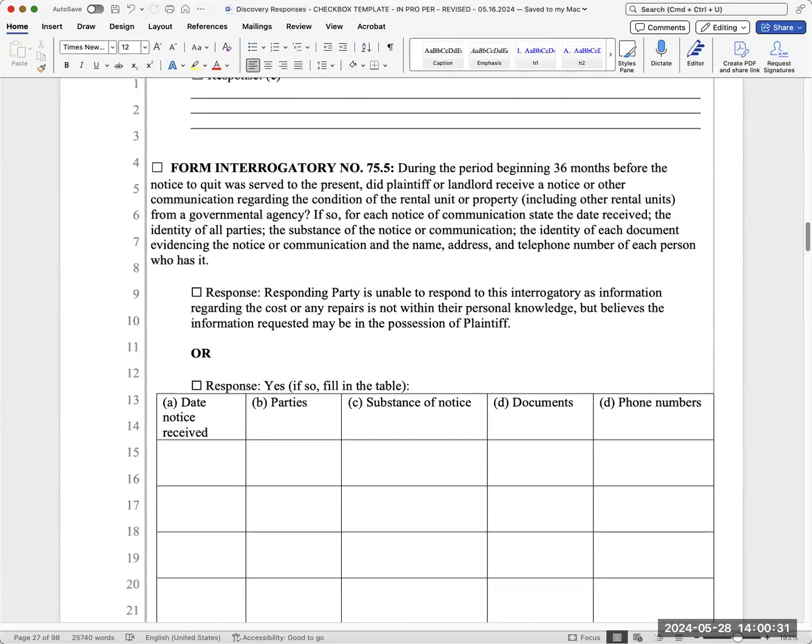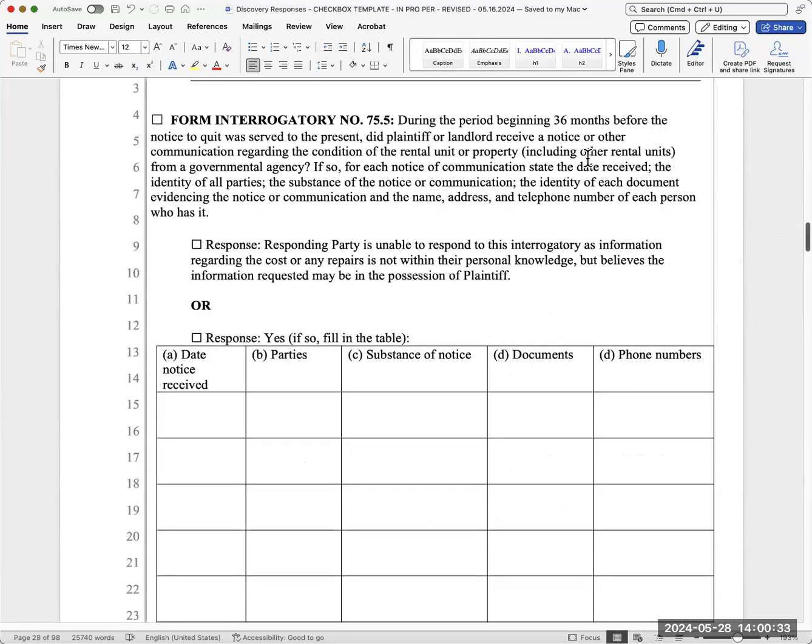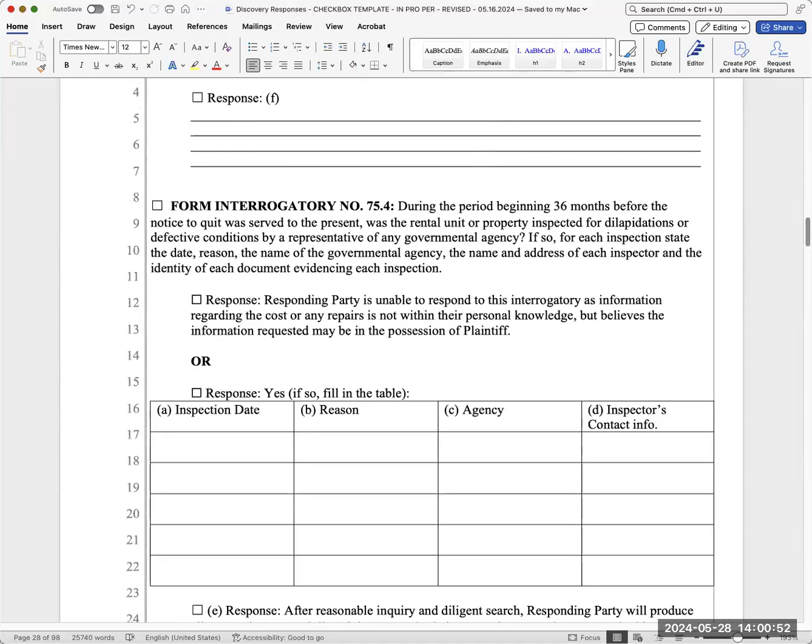75.5: during the period beginning 36 months, 3 years, before the notice to quit was served to the present, did plaintiff or landlord receive a notice or other communication regarding the conditions of the rental unit or property, including other rental units, from a governmental agency? So this other question is about, was there an inspection? Did anyone come?